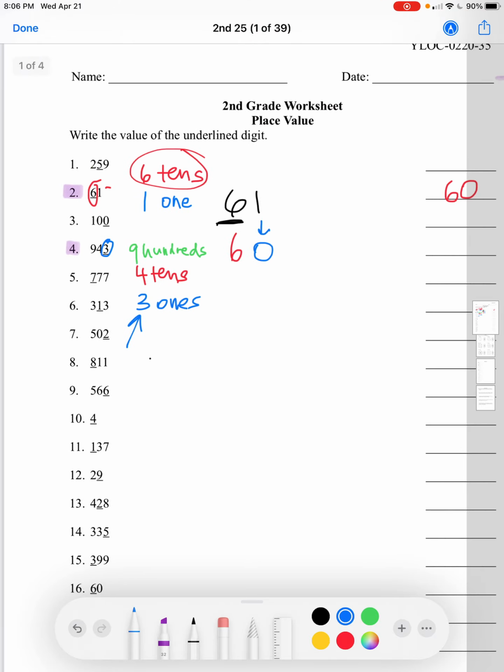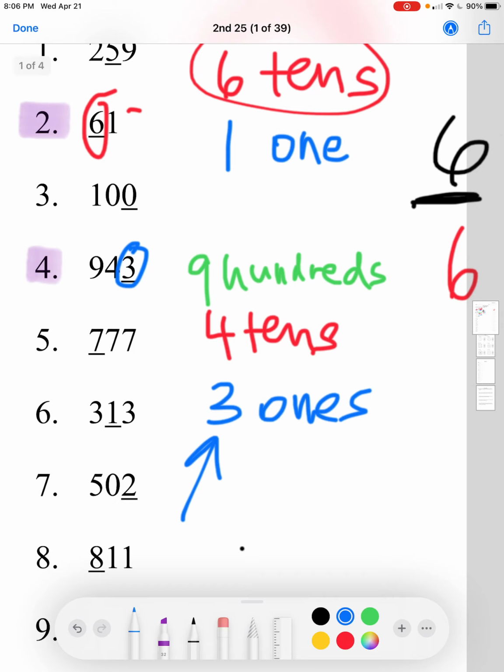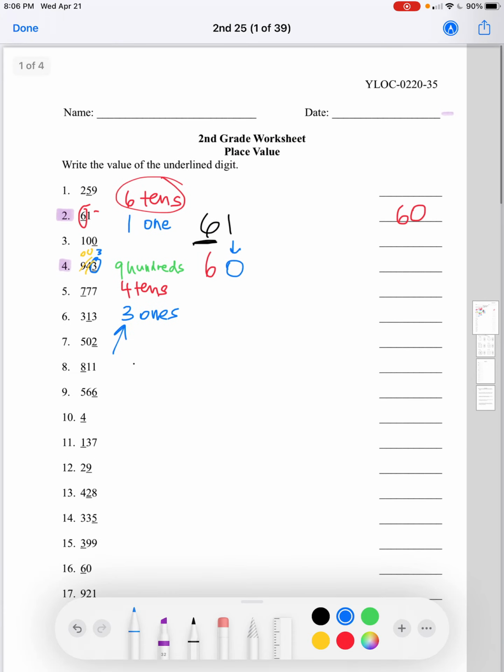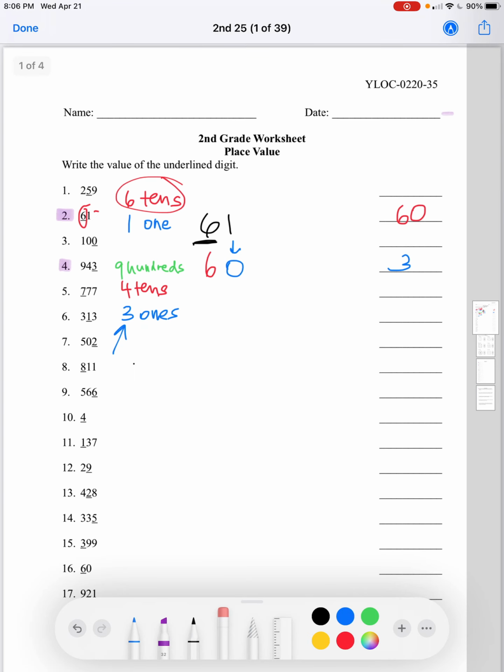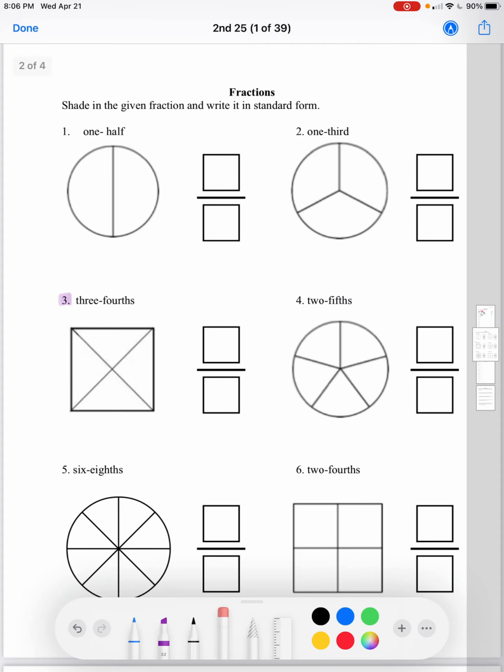So again, we're going to ignore all of the other digits, and they're all going to become zeros. This becomes a 0, this becomes a 0, and then we're going to keep the 3. 0, 0, 3 is the same thing as 3. So the value of that 3, let me erase this really quickly, the 3 ones is equal to 3. Just like 6 tens is equal to 60, 3 ones is equal to 3. And that's basically how you solve the rest of this worksheet.